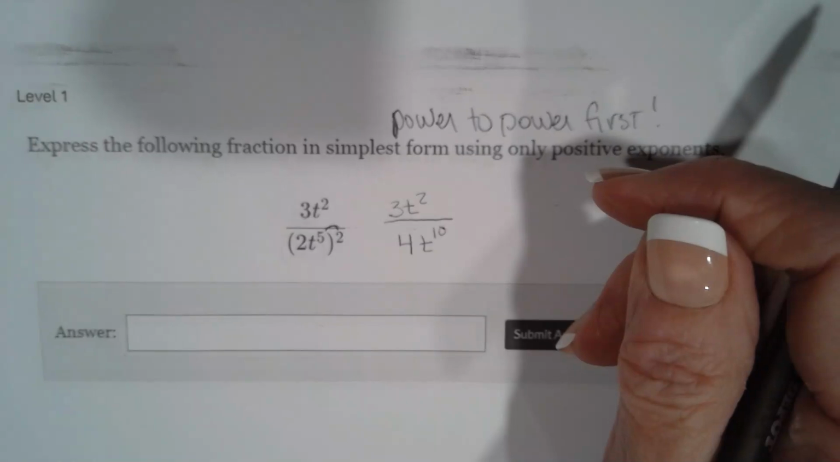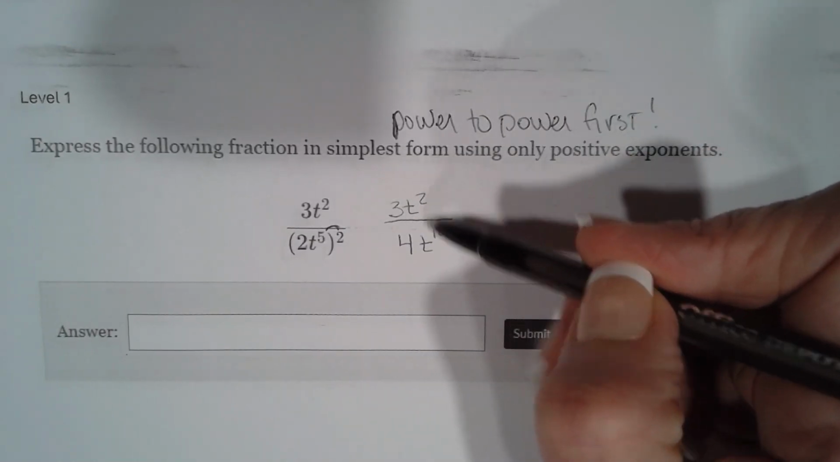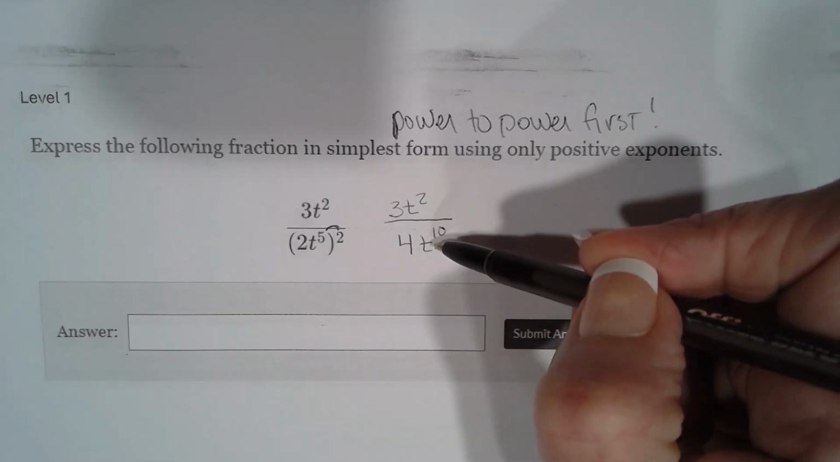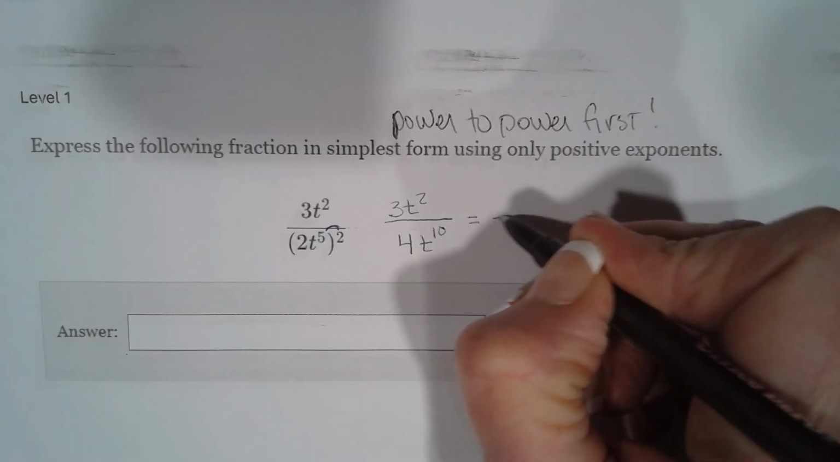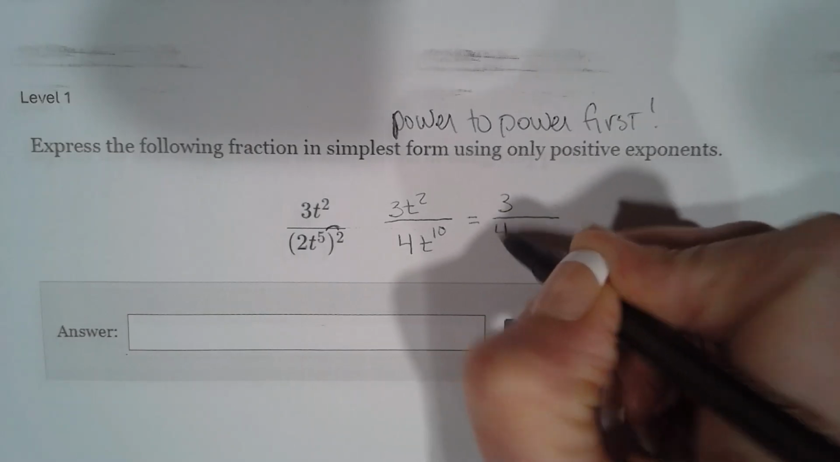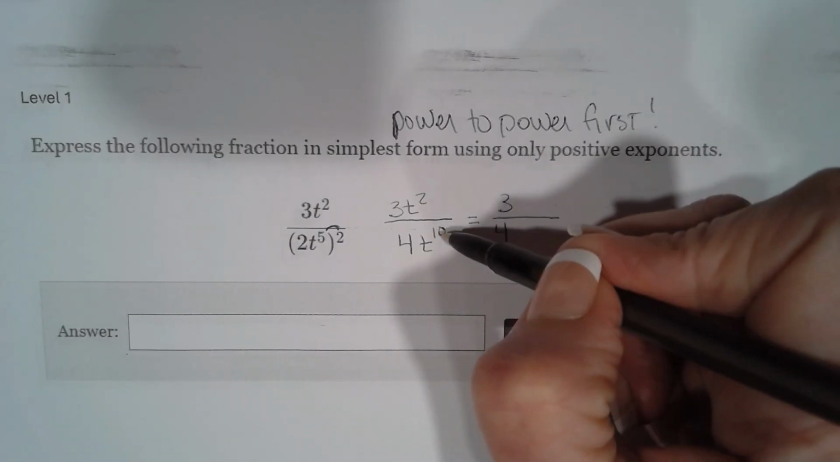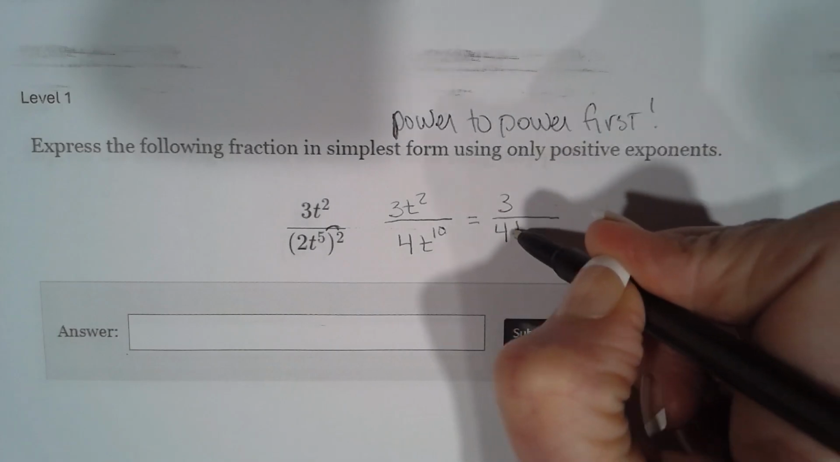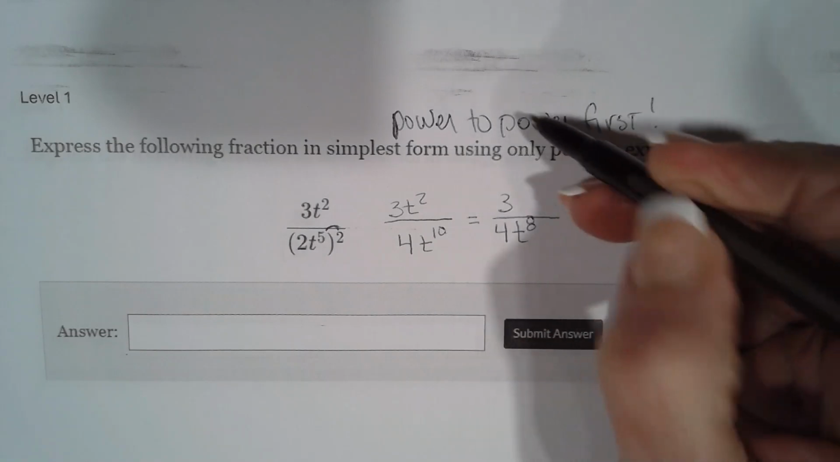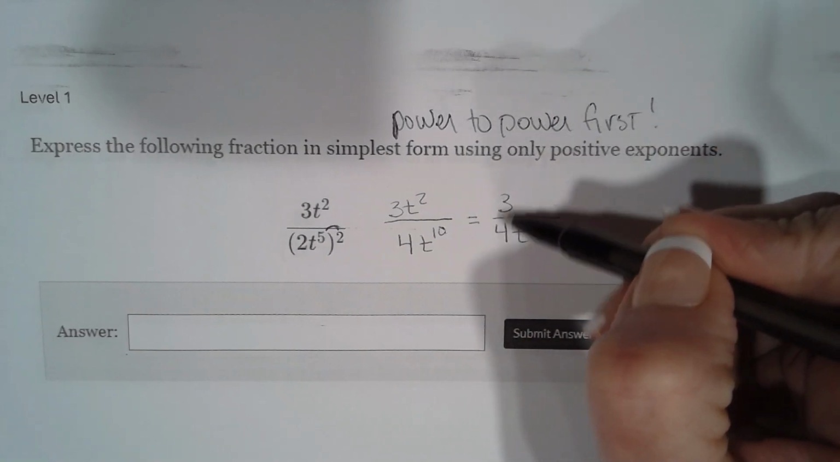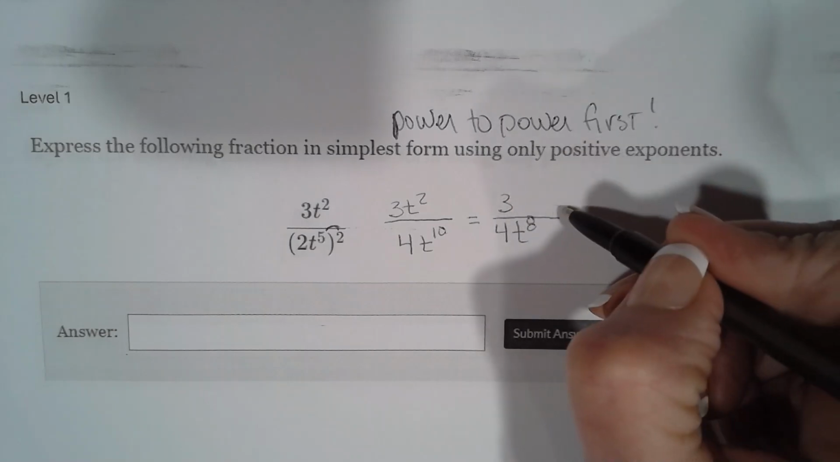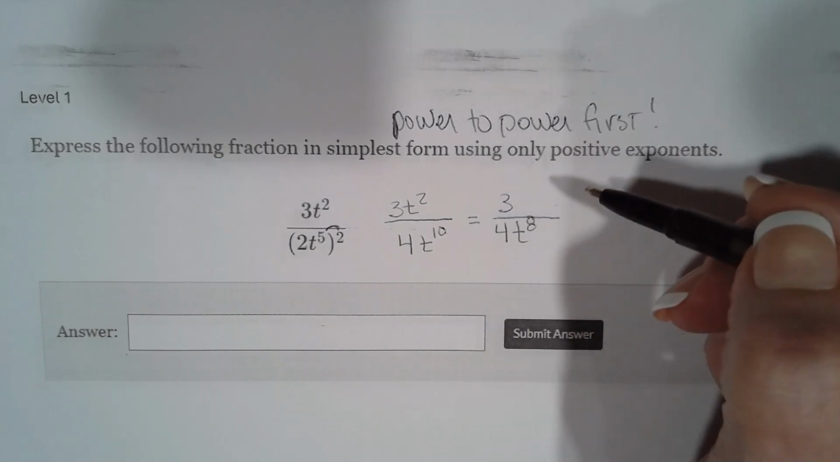Now remember, when we have our like variables on the top and the bottom, sorry about that, I don't know why it won't stay. When we have our like variables on the top and the bottom, we subtract powers. So we have t, and when we subtract, we get the 8th power. And since the power is bigger on the bottom, the t goes on the bottom to the 8th power. We divide coefficients. This will not divide evenly. 3/4 is actually in simplest terms, so this would be your correct answer.